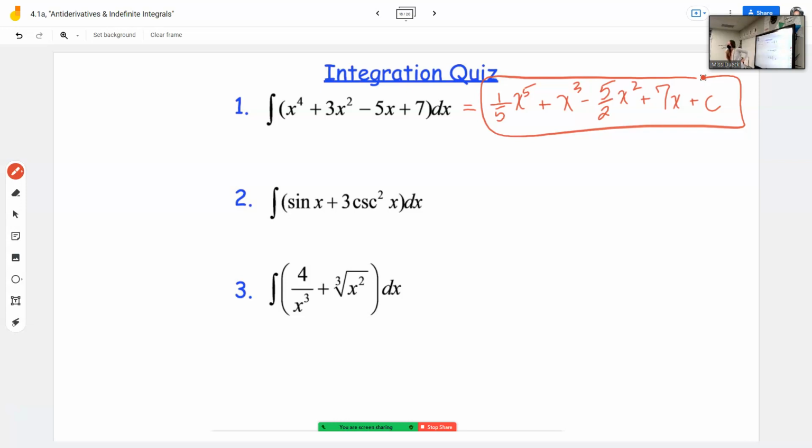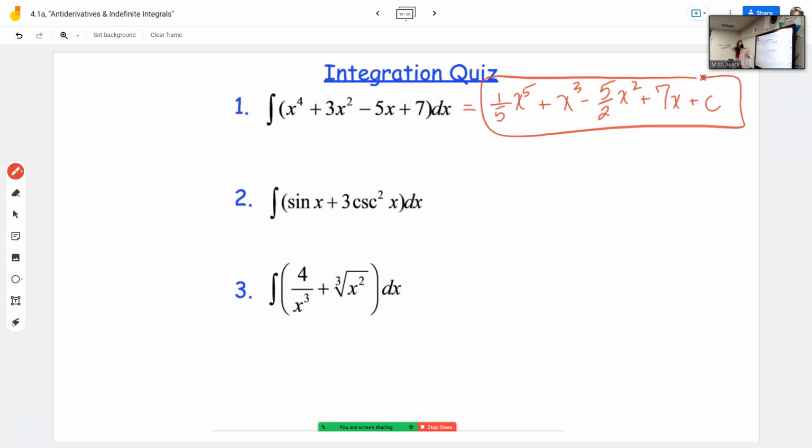Oh, I think I put a plus. But wait. Does mine work? The 5 comes down. x to the 4th. Check it. The 3 comes down. 3x squared. Check it. The 2 comes down. Negative 5x. Check it. 7, 0. How are we doing with deriving to check? I'm not saying you got it 100% right, but you can derive your answer and see if it works or not, right?